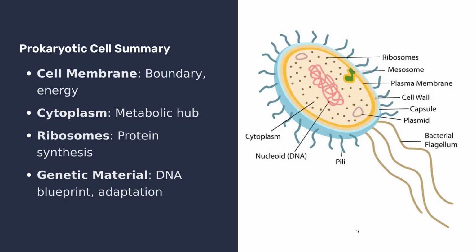In summary, the prokaryotic cell, despite its apparent simplicity, is a masterclass in efficiency. Its cell membrane acts as a selective gatekeeper and energy factory. The cytoplasm is the bustling arena for metabolic reactions. Ribosomes are the tireless protein builders, and the genetic material, both chromosomal and plasmid, provides the essential blueprint for life and adaptation. These core components work in concert to ensure the survival and proliferation of these foundational life forms.